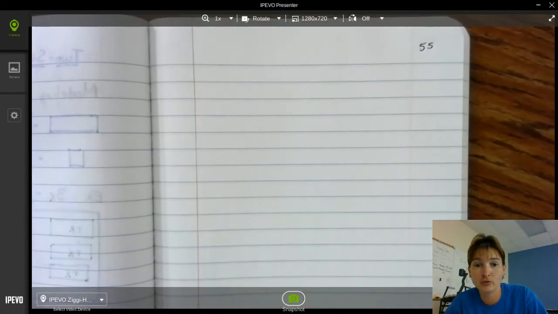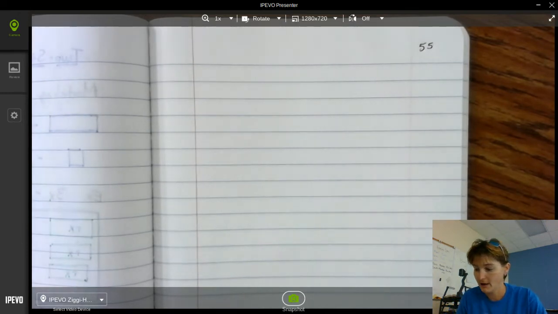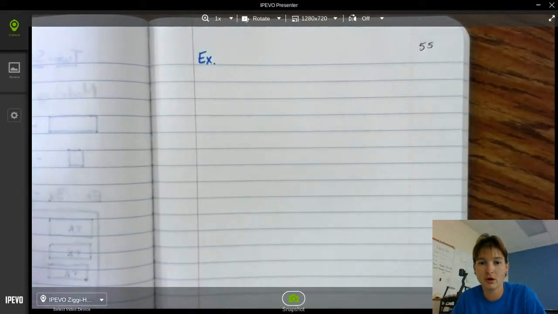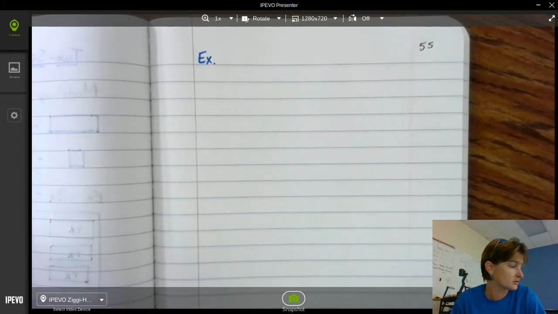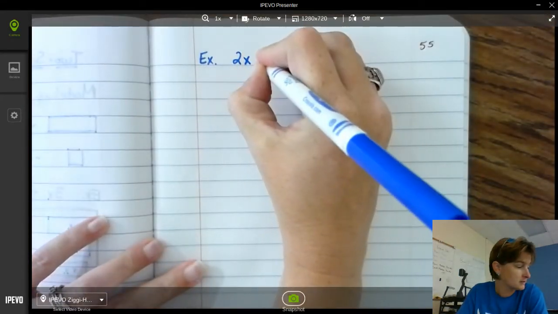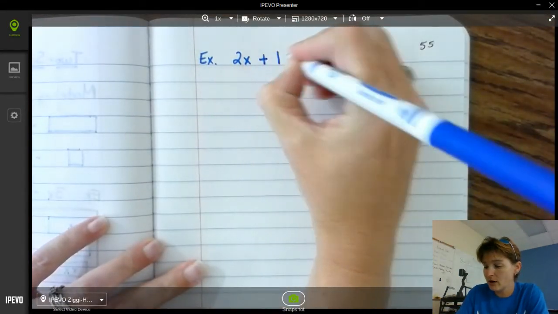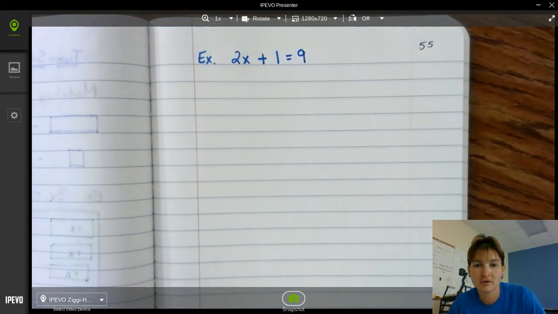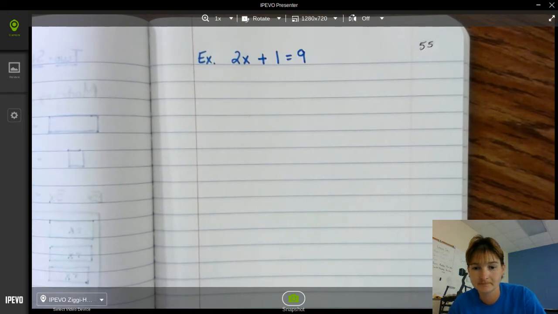All right, so we're going to do one more example for clarity. And so we're going to go through all the steps of modeling, solving, and representing it on a number line. 3 steps to it. Okay, so let's go ahead and take 2x plus 1 equals 9. 2x plus 1 equals 9.